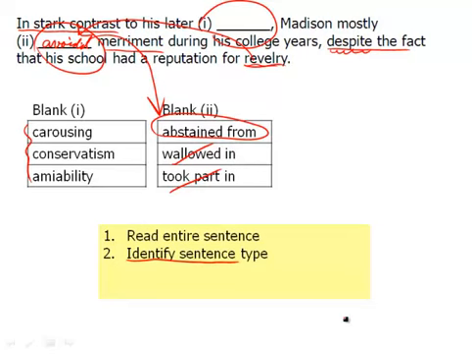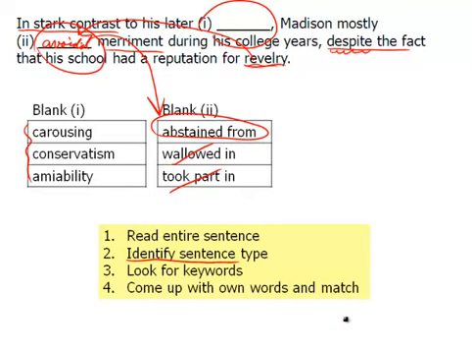So again, we've looked for our keywords, and we've come up with our own words, and now we're matching. So in stark contrast to his later, we need a word that means he's having a fun time. He's the party guy. What word is that? A lot of people would be drawn to this. And that's something we'll have to realize too with two blank text completions. Sometimes a word can kind of work. And that's very similar to the one blank text completion. Kind of work doesn't really count.